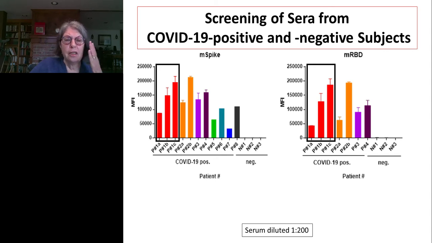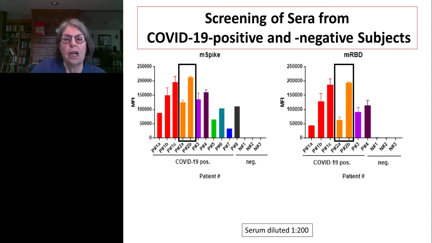In this slide, the orange bars are highlighted, and these are longitudinal specimens taken from a different patient. And these 2 specimens were taken at days 7 and 11. And again, you can see the rising titers.